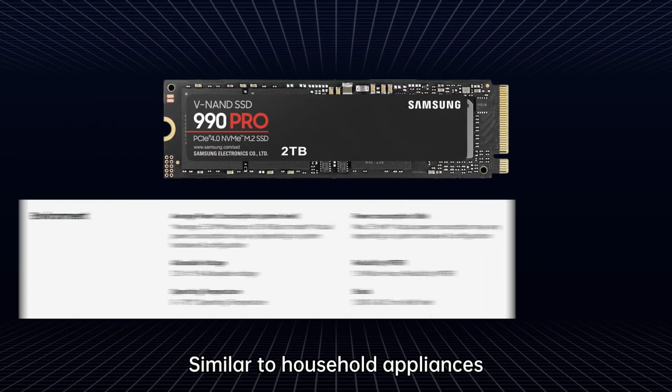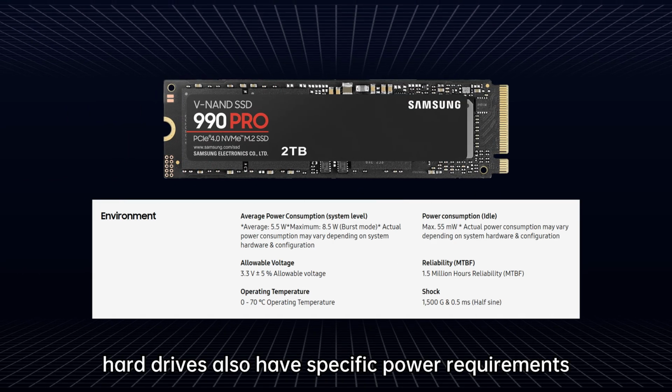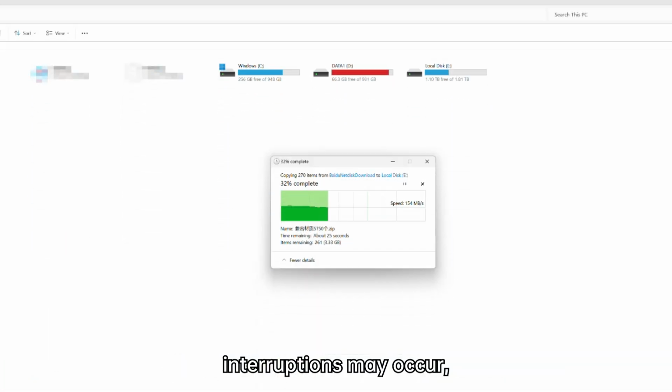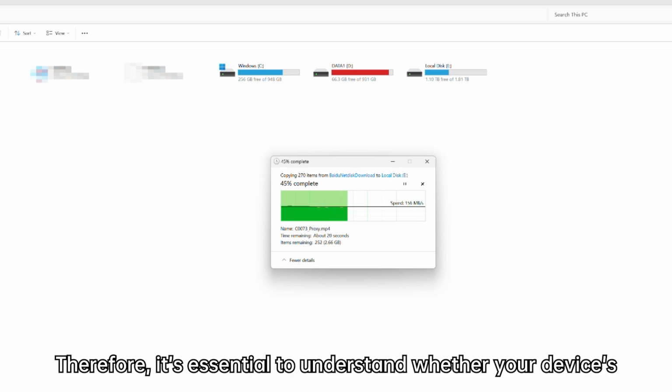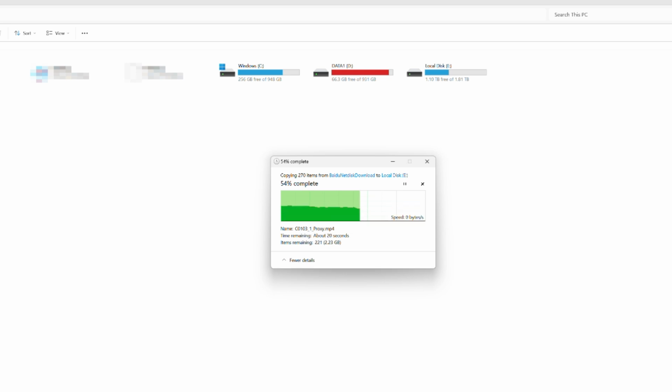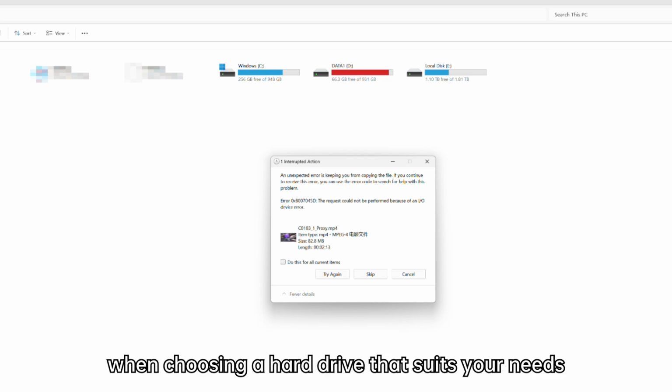Similar to household appliances, hard drives also have specific power requirements. When these requirements aren't met, interruptions may occur, and the drive may fail to operate. Therefore, it's essential to understand whether your device's power supply can meet the hard drive's power consumption needs. This is a key consideration when choosing a hard drive that suits your needs.